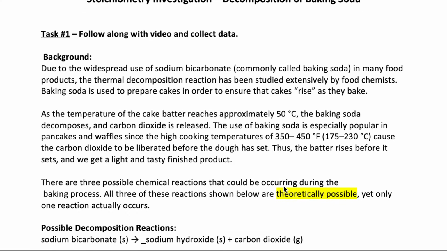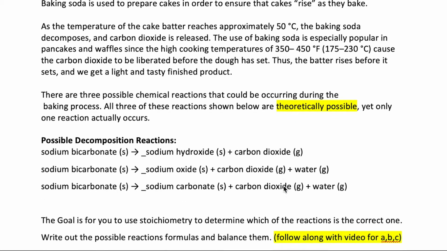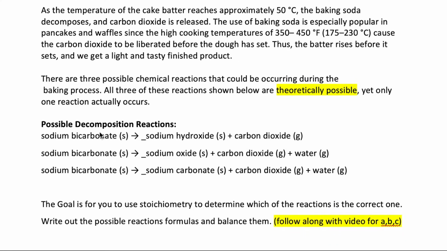Okay? All right, so our objective today with the stoichiometry is that there are 3 possible chemical reactions that could be occurring during the baking process. All 3 of these reactions shown below are theoretically possible, yet only one reaction actually occurs. So here are the 3 possible reactions.